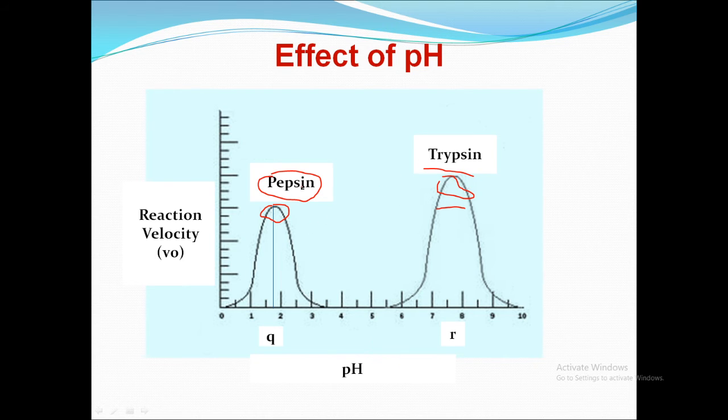So the effect of pH is similar to the effect of temperature. There should be an optimum pH. Some enzymes are activated at a highly acidic pH, and most of the enzymes are activated in and around the neutral pH.